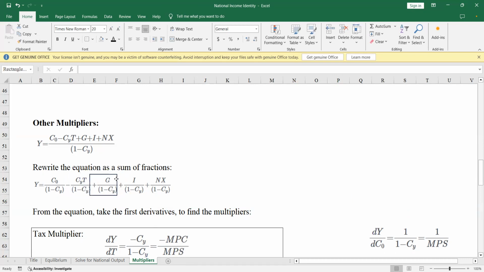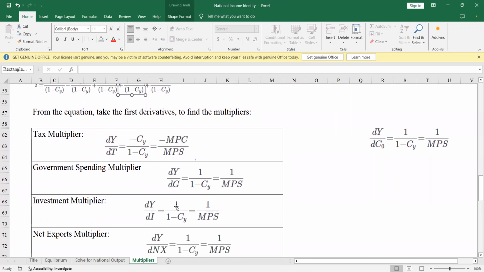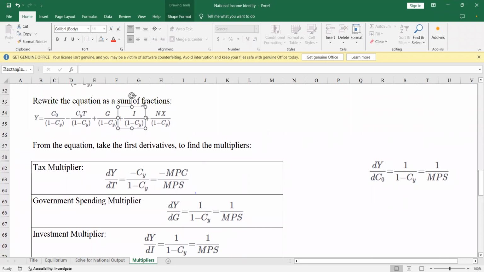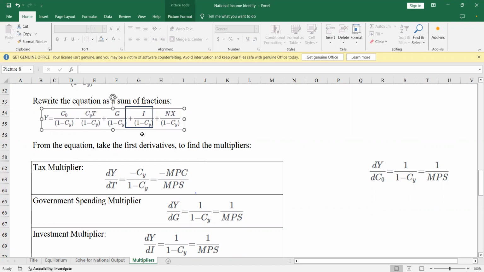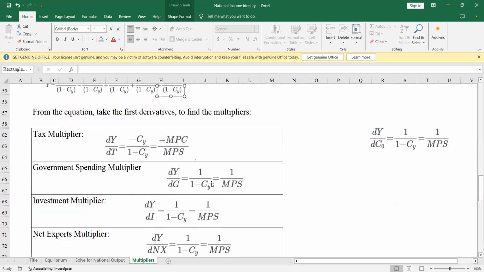The government spending multiplier has a positive sign, and it is 1 over 1 minus CY, which is 1 over MPS. Similarly, the investment multiplier has a positive sign and is 1 over 1 minus CY. So again, 1 over MPS. And the net exports multiplier, again, 1 over 1 minus CY.